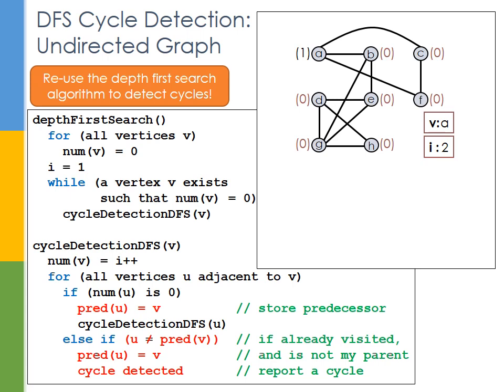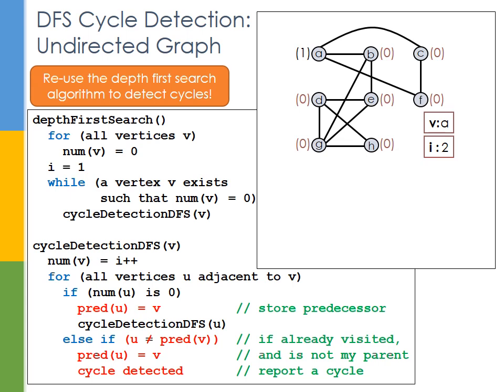So now that we've updated this number, we enter this for loop over here. This for loop iterates over all of the vertices that are adjacent to vertex V. In other words, at this point during the algorithm's execution, all of the vertices that are adjacent to vertex A. Now if we look at vertex A, we can see that there are 3 adjacent vertices. There's vertex B, vertex C, and vertex F.